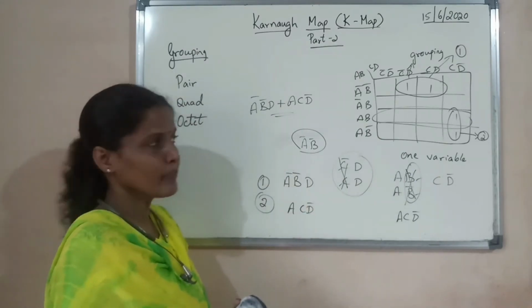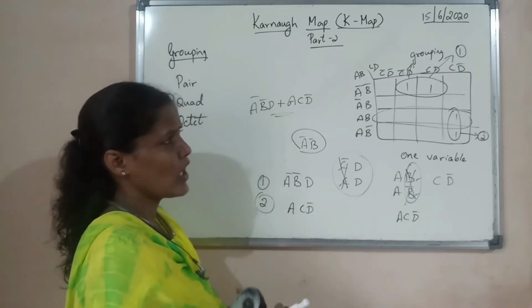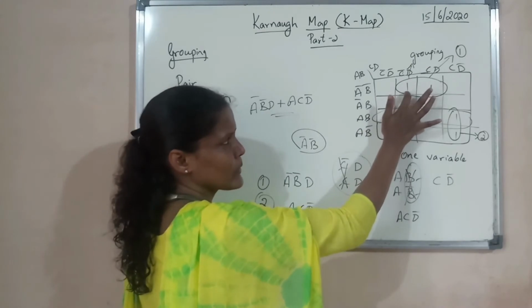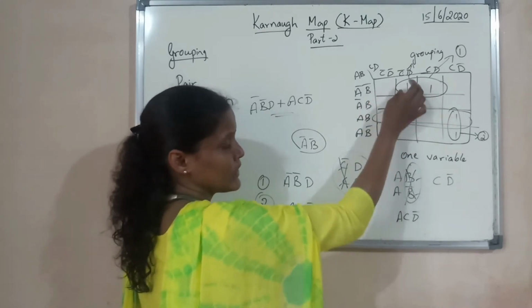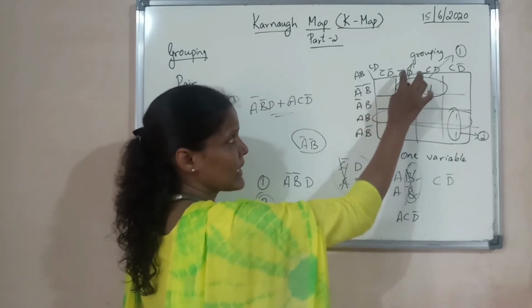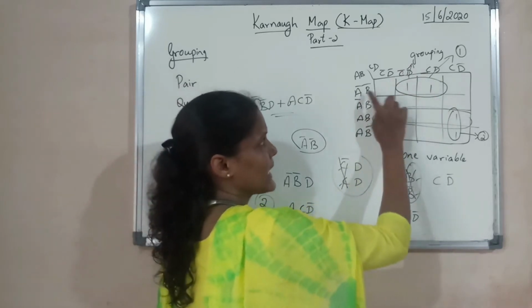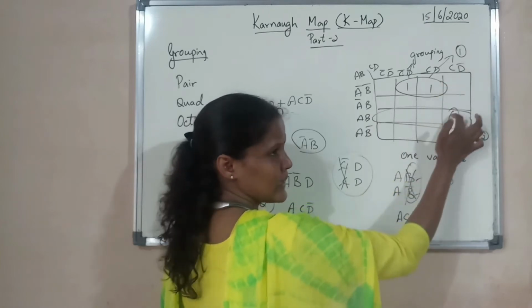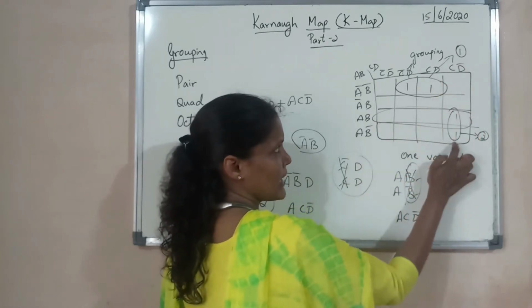Initially, they are going to give the term for this particular cell as A bar B bar C bar D plus A bar B bar C D plus A B C D bar plus A B bar C D bar.